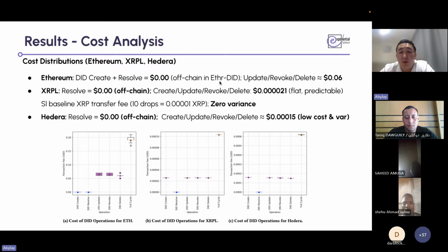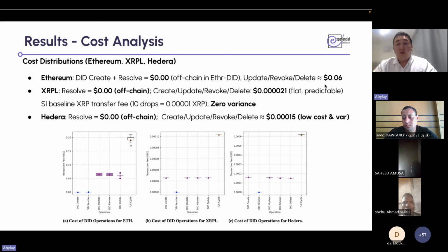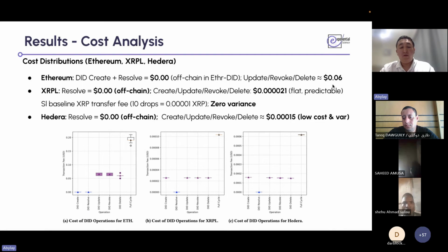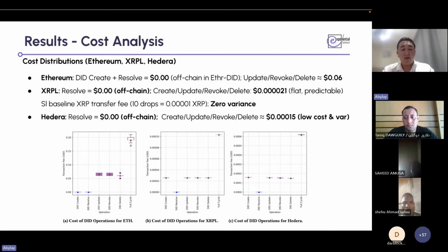There is no cost. But for update, revoke, and delete operations, it was in the range of 0.06, with a gas price of around 1 Gwei, which was the average gas price over the last 3 months. But as you know, in Ethereum it might rise anytime, depending on the congestion and demand. So this cost might increase exponentially.